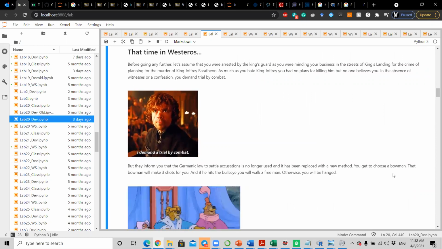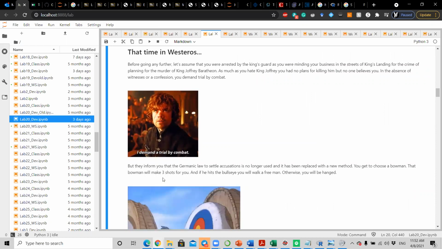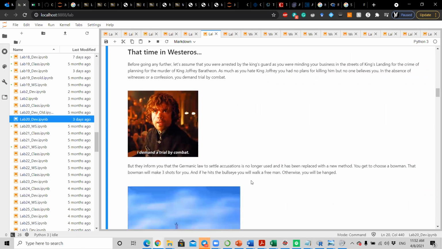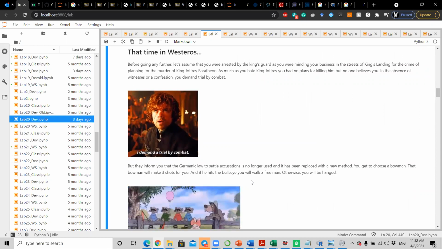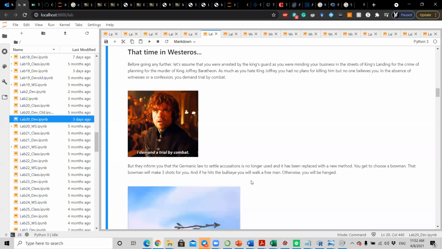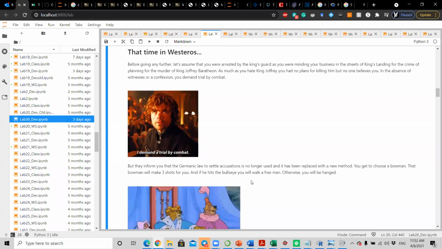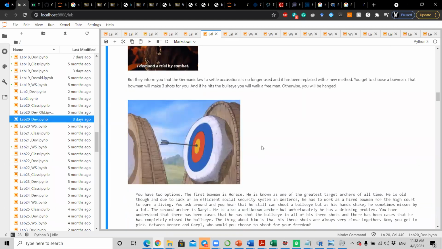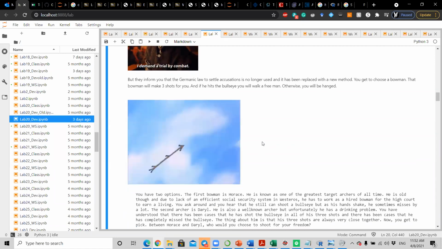You get to choose a bowman. That bowman will make 3 shots for you. If he hits the bullseye even once, you will walk a free man. Otherwise, you will be hanged. Do we understand the rules of the game? Yeah. Okay. Now, you have 2 options on that day.